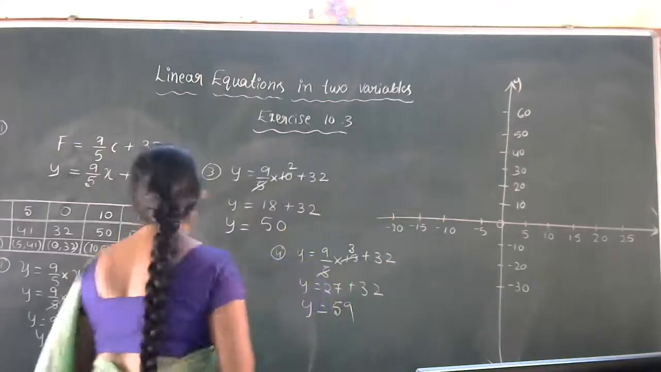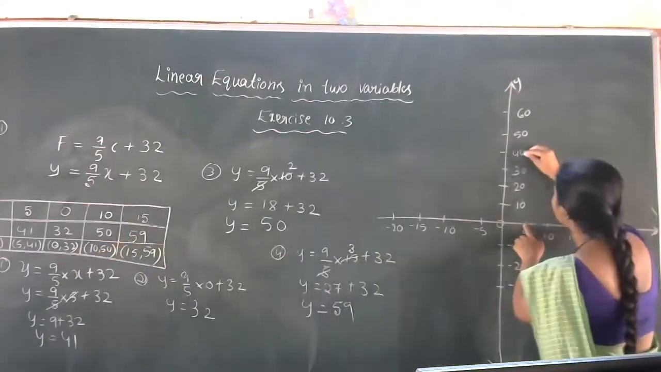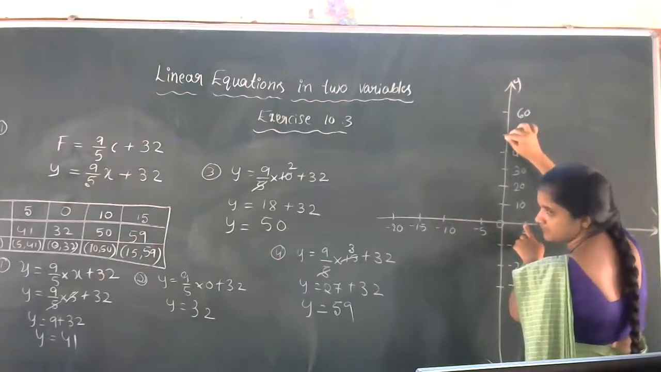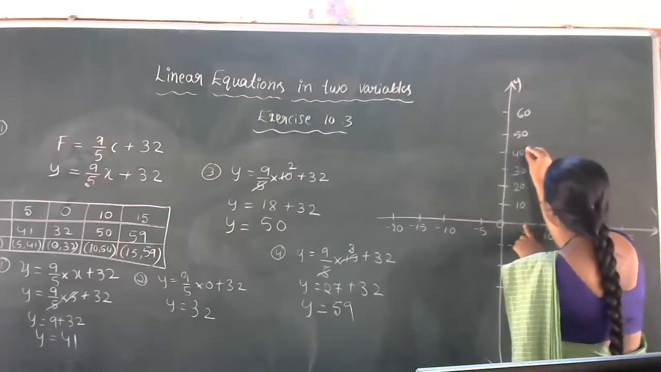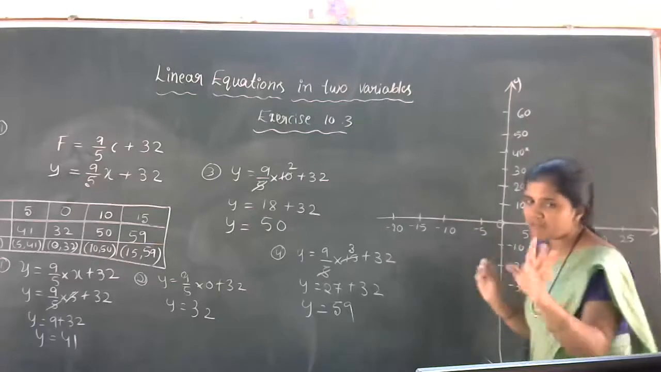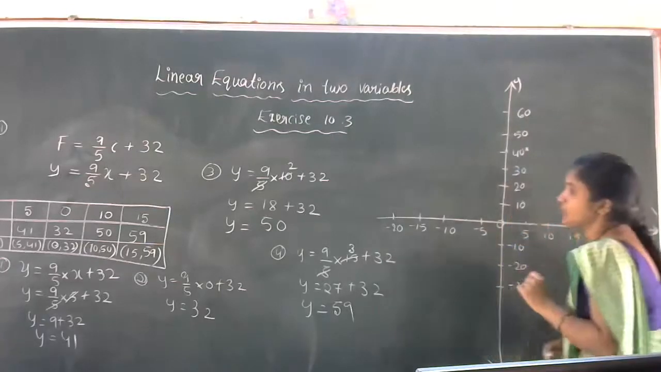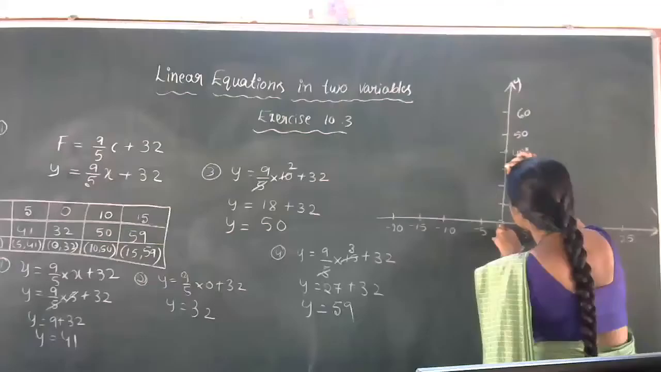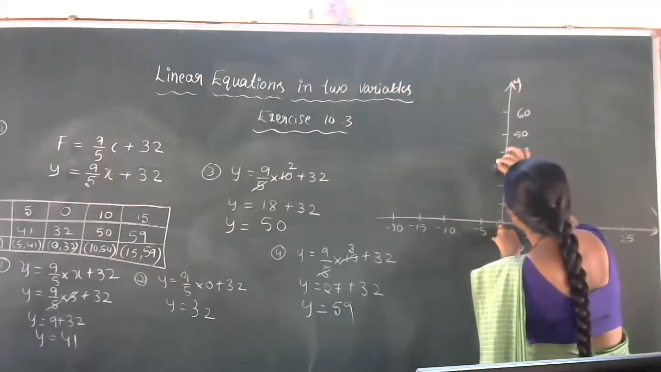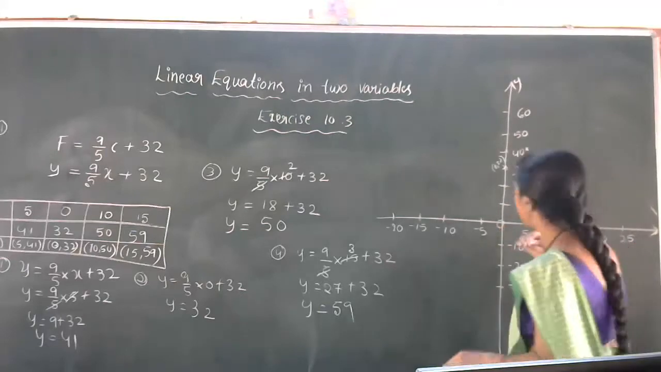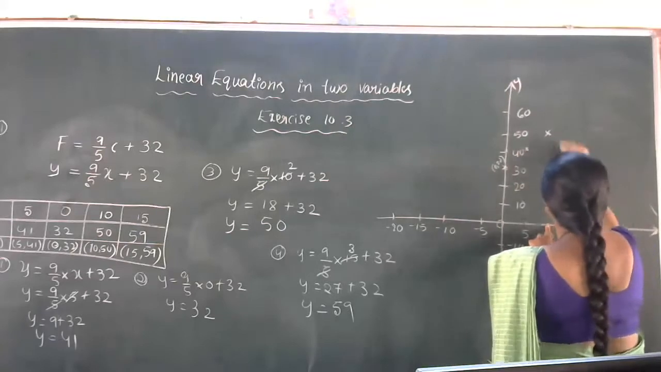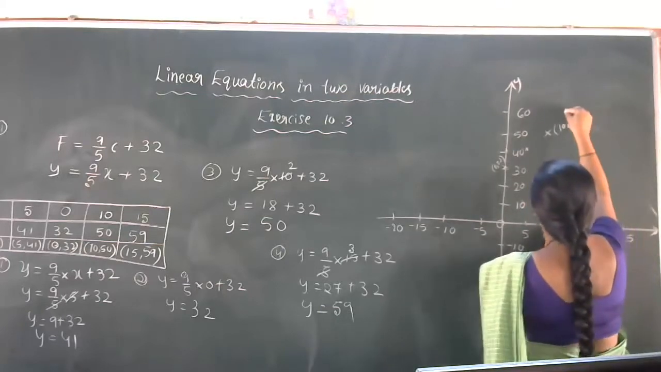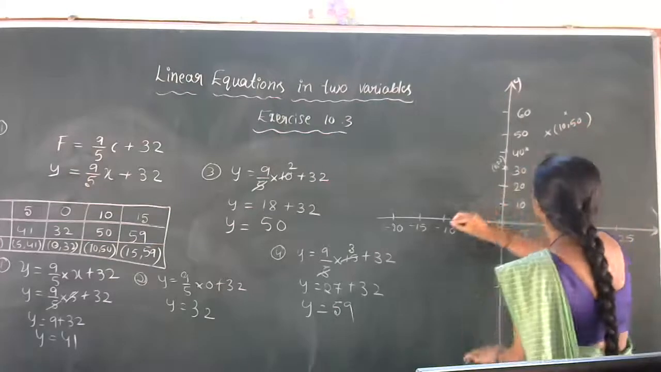First one, 5 comma 41. On the x-axis 5, 41. After 40, the very next line is 41. Actually, in your graph paper you can observe the 10 sublines. So 5 comma 41 is here. Next, 0 comma 32. At 0, the next line is 31 and the second line is 32. This is the place for 0 comma 32. Next, 10 comma 50 is here. Next, 15 comma 59, you will get it just before the 60 line. So you will get the graph like this.